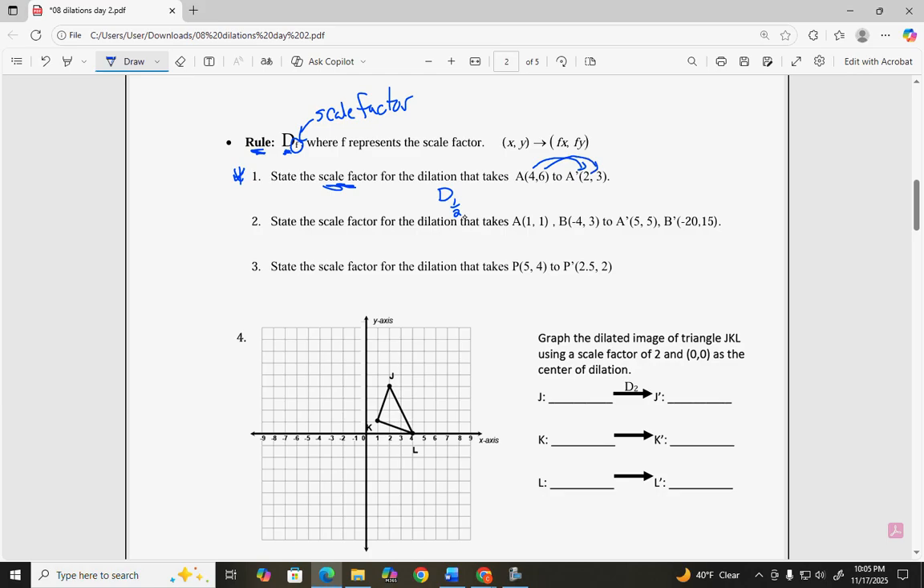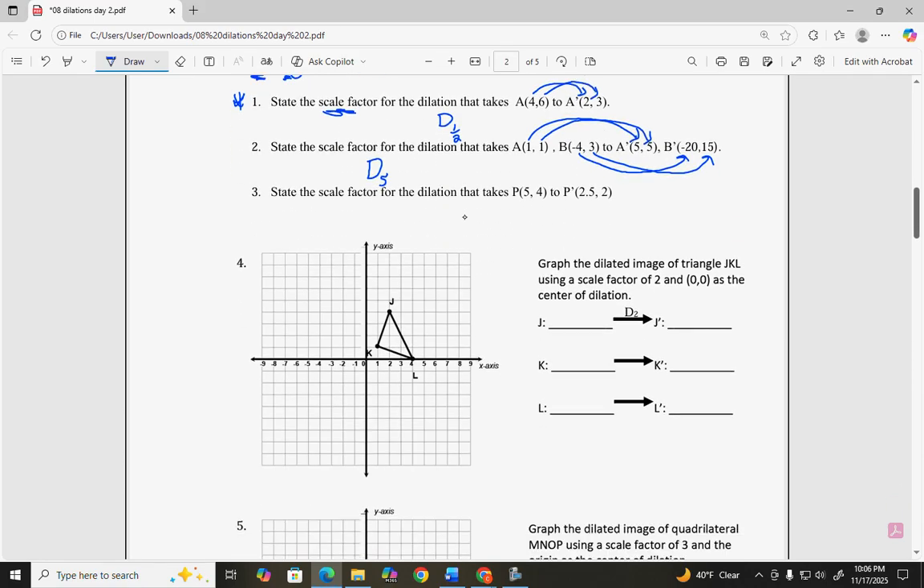Number 2 asks for the scale factor. Look at A has to go to A prime. 1 became a 5. This one also became a 5. Or the -4 became a -20. Or the 3 became a 15. What number are we multiplying by each time? Yep, you're right, it's a 5. So capital D for dilation and a little 5 in the corner. 5 is your scale factor. The scale factor can be fractions, and we'll talk about that in a bit.